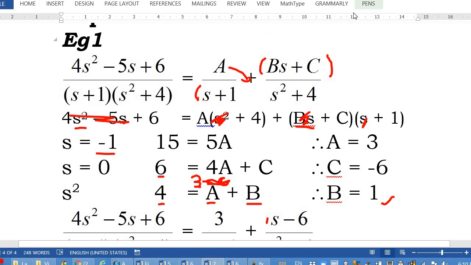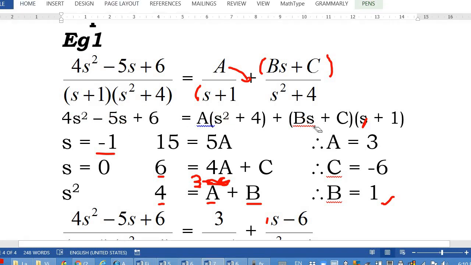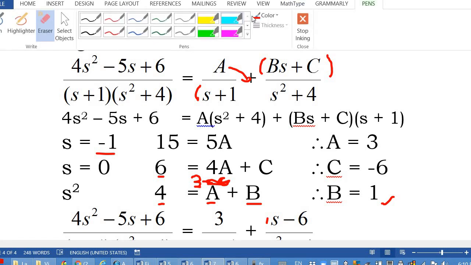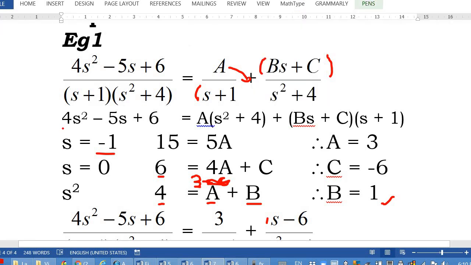And lastly, you compare the highest degree term. On the left side, the coefficient of s squared is 4. On the right side, you have a s squared, so the coefficient is a. This one is bs times s, so the coefficient of s squared is b. Plug in the a value, then you can calculate b.